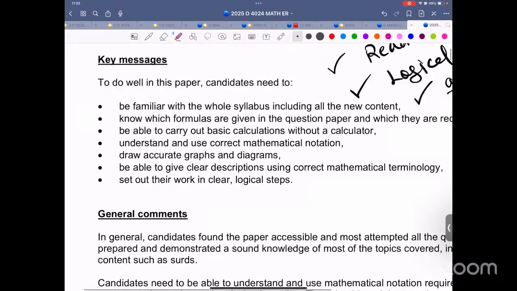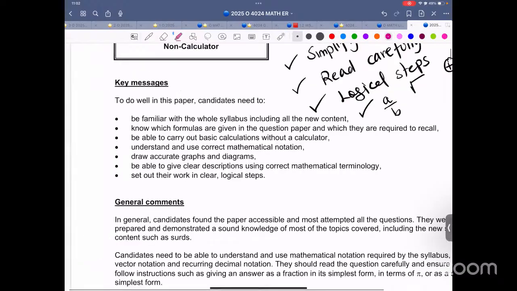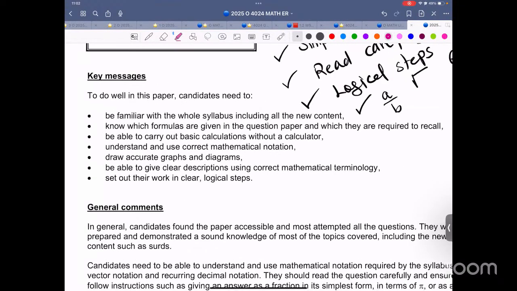To do well in this paper, hold for a second. Candidates should be familiar with the whole syllabus because they ask you everything. Now, this is a paper one, including all new content, recurring decimals, sketches, exponential, and so on. Know which formulas are given in the question paper. Yes, you should read that thoroughly, and which they are required to recall.